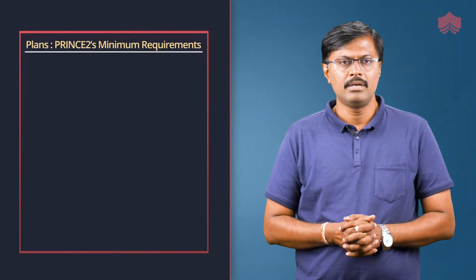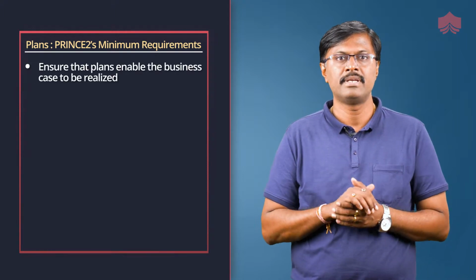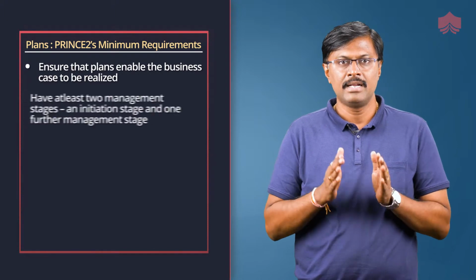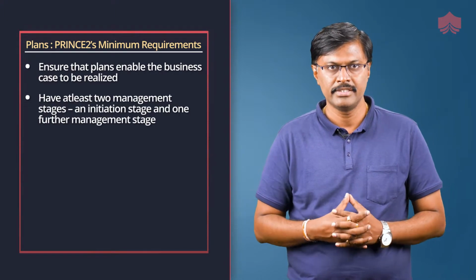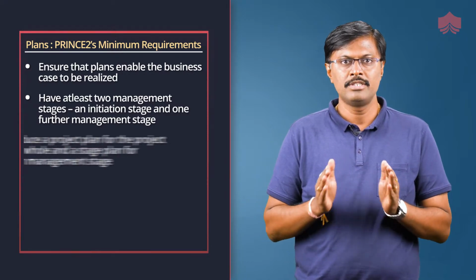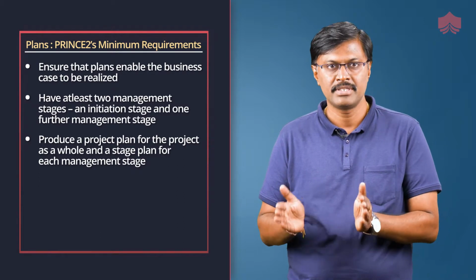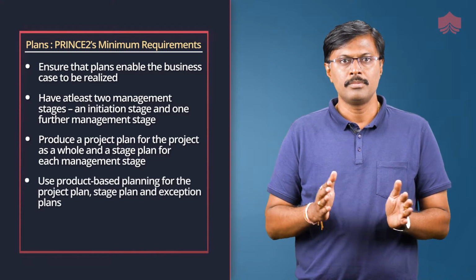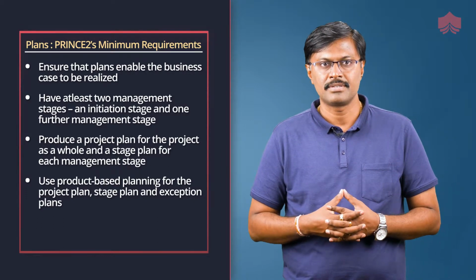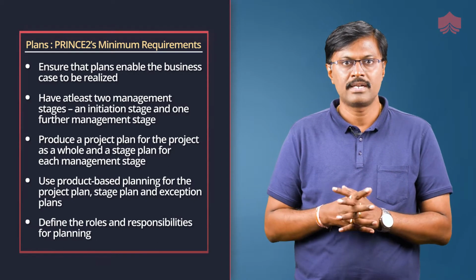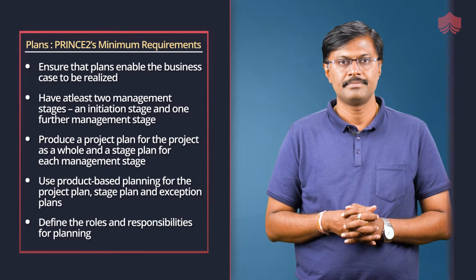PRINCE2's minimum requirement for plans theme is to ensure that plans enable the business case to be realized. Have at least 2 management stages, an initiation stage and one further management stage. Produce a project plan for the project as a whole and a stage plan for each management stage. Use product based planning for the project plan, stage plan and exception plans. Define the roles and responsibilities for planning. Use lessons to inform planning.